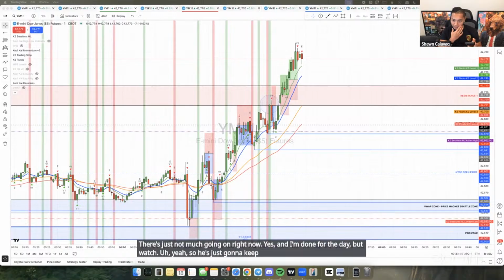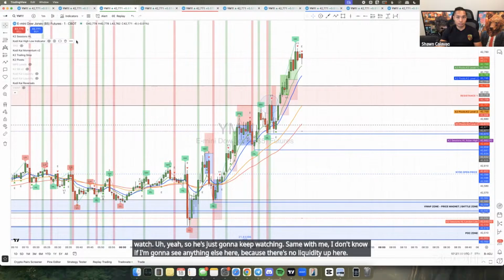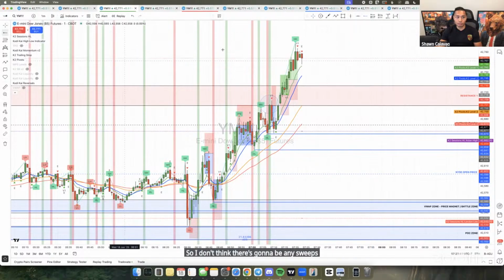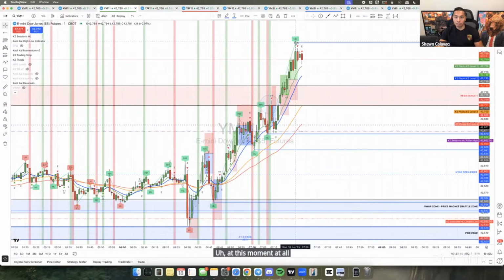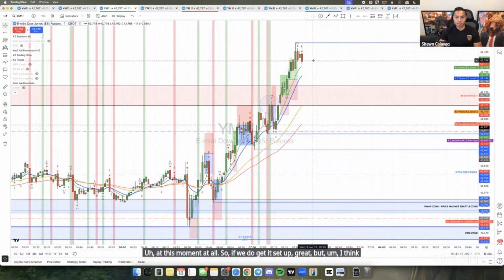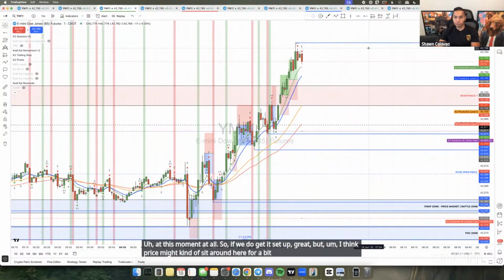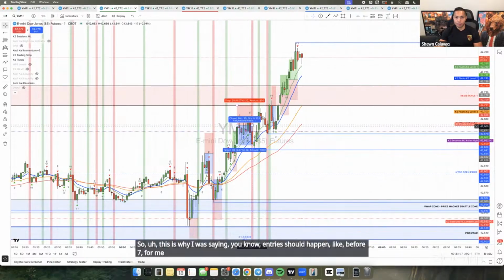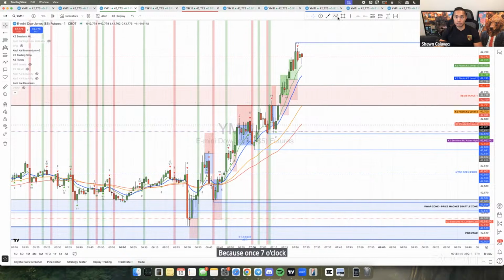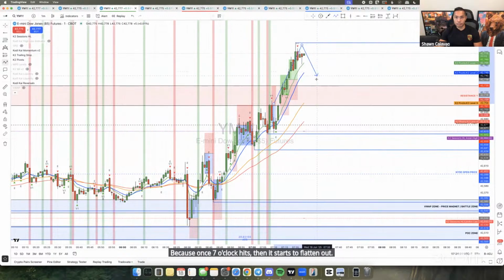Same with me. I don't know if I'm gonna see anything else here because there's no liquidity up here, so I don't think there's gonna be any sweeps. There's also no confluences up here either for me at this moment at all. So if we do get a setup, great, but I think price might kind of sit around here for a bit, especially because we have FOMC today. So this is why I was saying, entries should happen like before 7 for me specifically, because once 7 o'clock hits, then it starts to flatten out and it starts to go sideways.